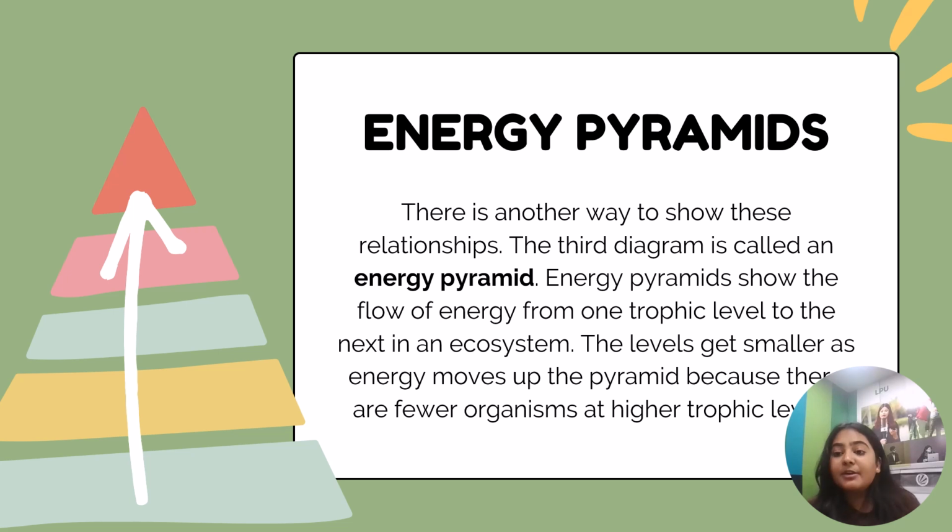So now we have energy pyramids. It's another way to show these relationships, the food chain and food webs. So what is an energy pyramid? Basically it is a graphical representation of how energy flows from one trophic level to the next in an ecosystem. The top of the energy pyramid is comparatively small because only a very small amount of energy reaches the top. So now let's dig more into the topic.